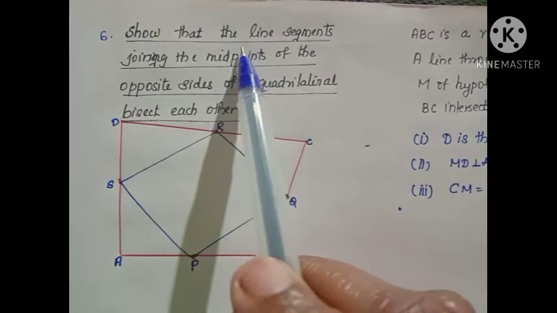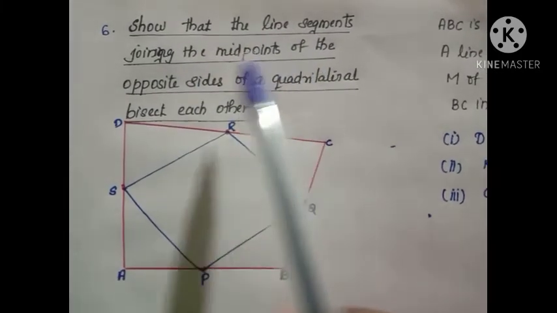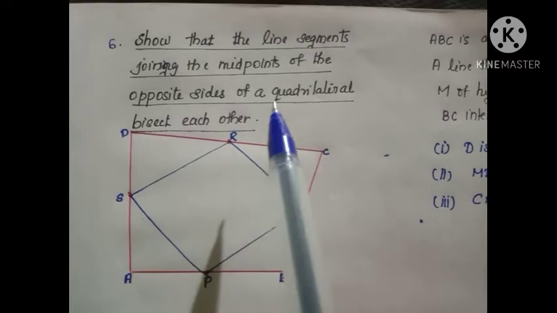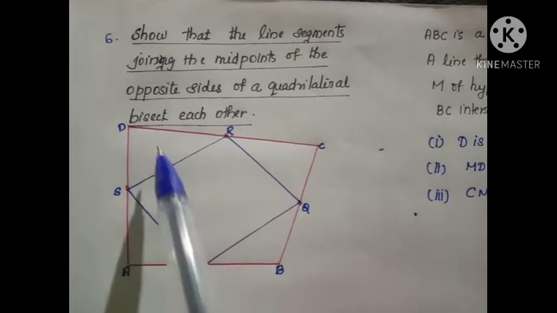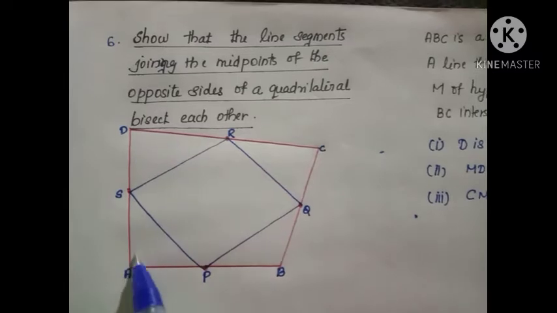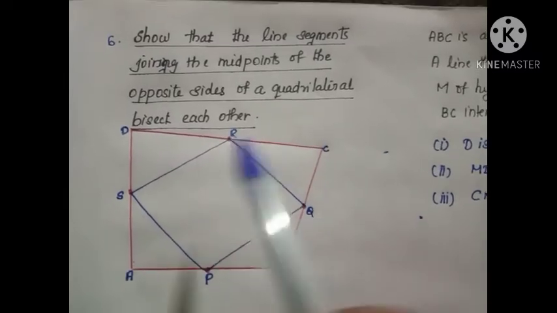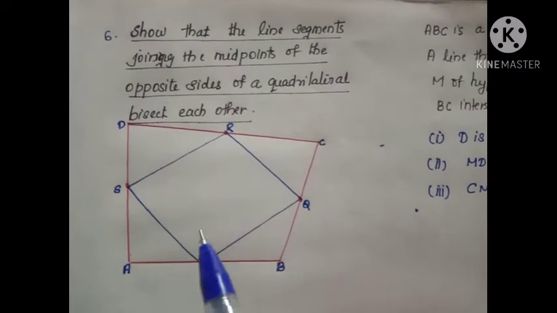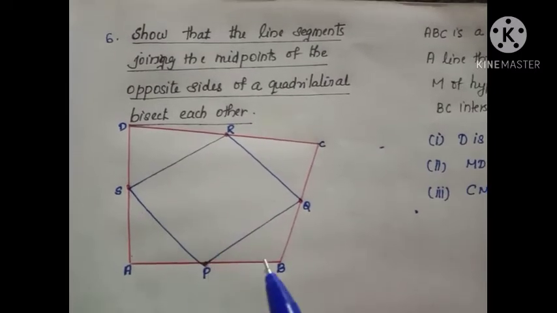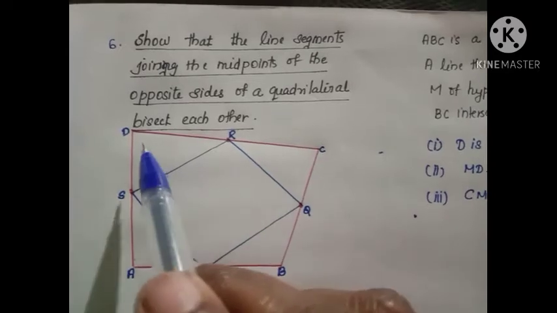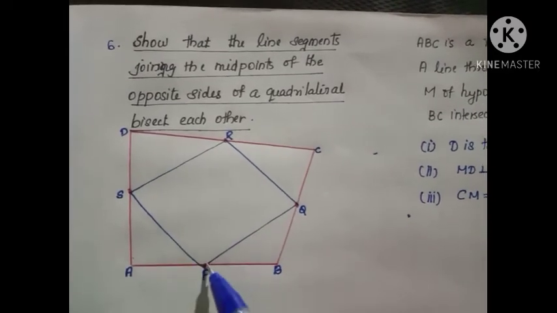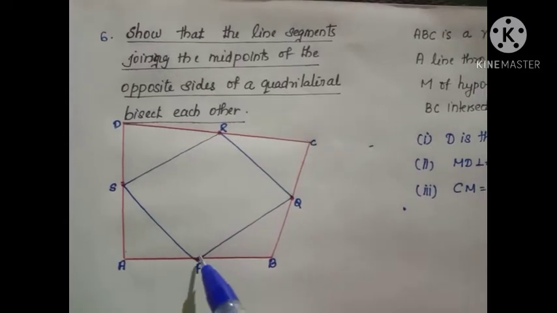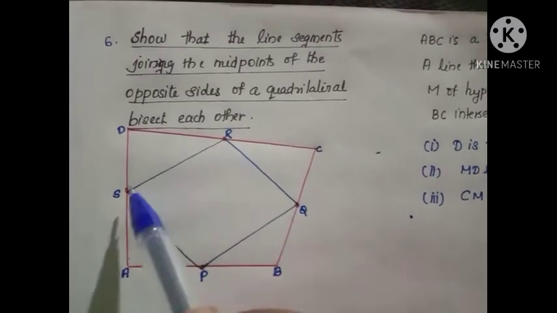To show that the line segments joining midpoints of opposite sides of a quadrilateral bisect each other. Okay, so a quadrilateral is given, ABCD. P, Q, R, S are the midpoints of the sides AB, BC, CD and DA. Now join all these midpoints, and we get a quadrilateral PQRS.